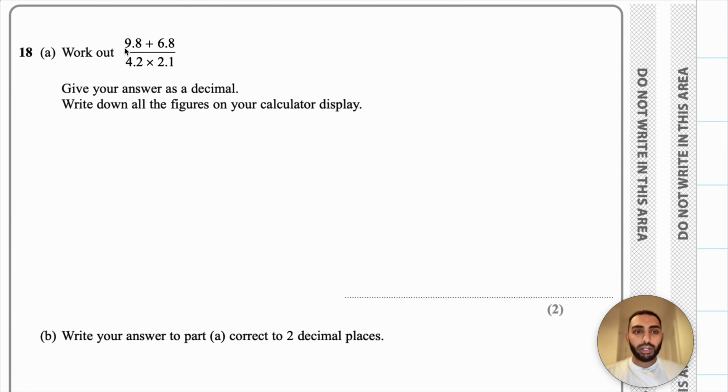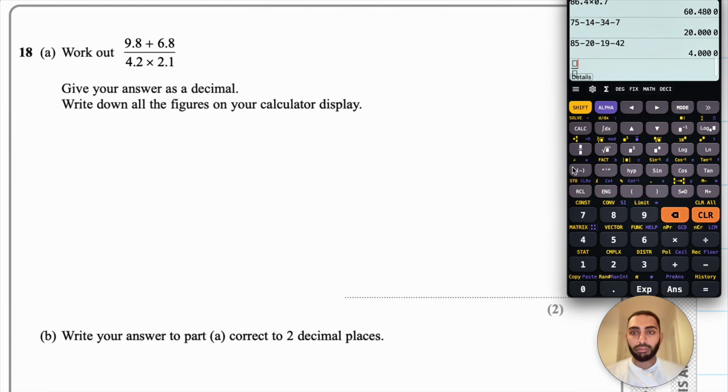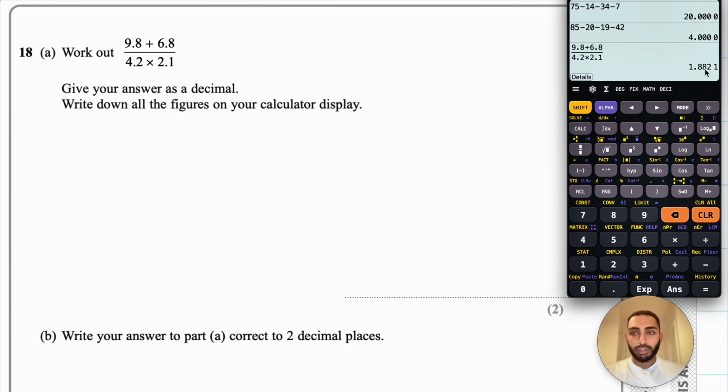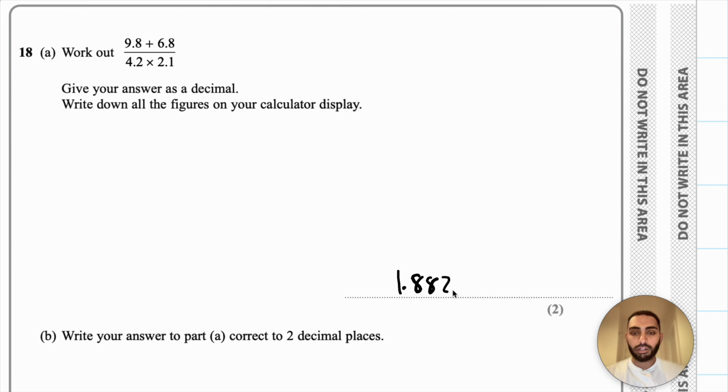Question 18. Work out this calculation and give your answer as a decimal. Write down all the figures on your calculator display. All this is testing you on, can you type something correctly into your calculator? So I've pressed the fraction button, which is over here, and I've got 9.8 plus 6.8 divided by 4.2 multiplied by 2.1. My calculator just gives it to 4 decimal places, but yours might give it to more. So just write whatever your calculator says. Mine would be 1.8821.